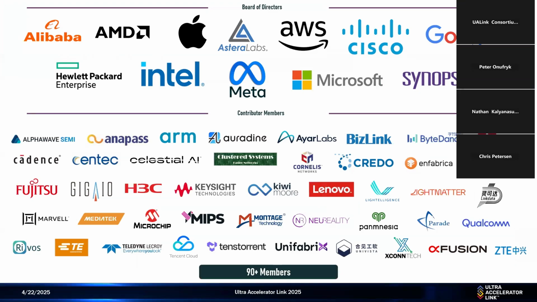UALink is an open industry standard that's governed by a 12-member board of directors from the companies shown at the top of this slide. This board has representation from leading hyperscaler, systems, network and fabric, silicon, and IP providers. One unique thing about this board is that it contains several companies that don't typically participate in industry standards. This highlights the importance of the UALink technology to the broader AI industry.